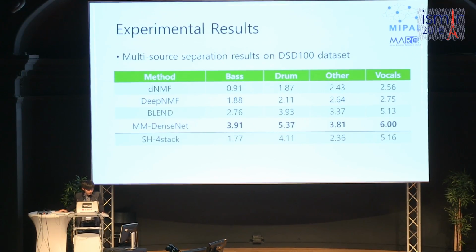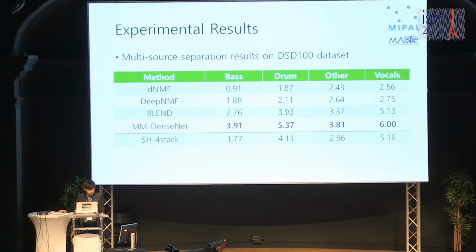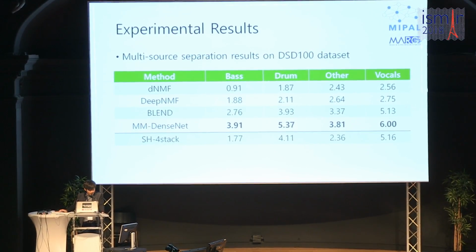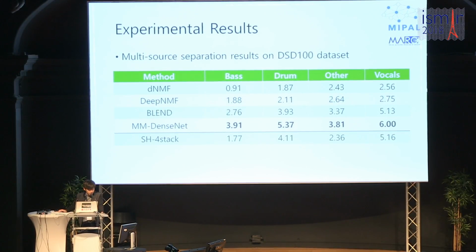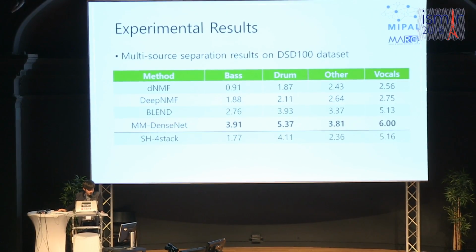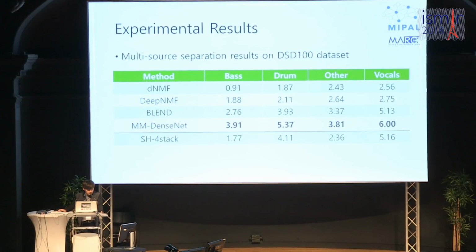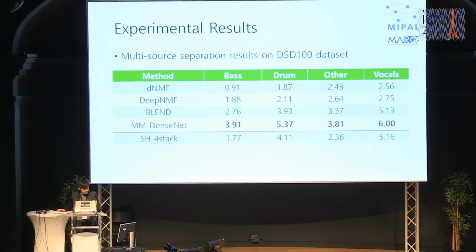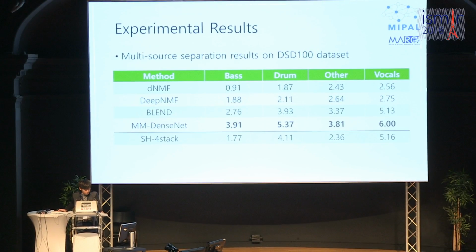We also tried the multi-source separation task using a single network. Here, the performance is measured in median SDR value, and our method is actually inferior to the state-of-the-art, but showed a reasonable performance. And as there are more sources to separate, it gets harder to learn the multiple separating masks in a single network.